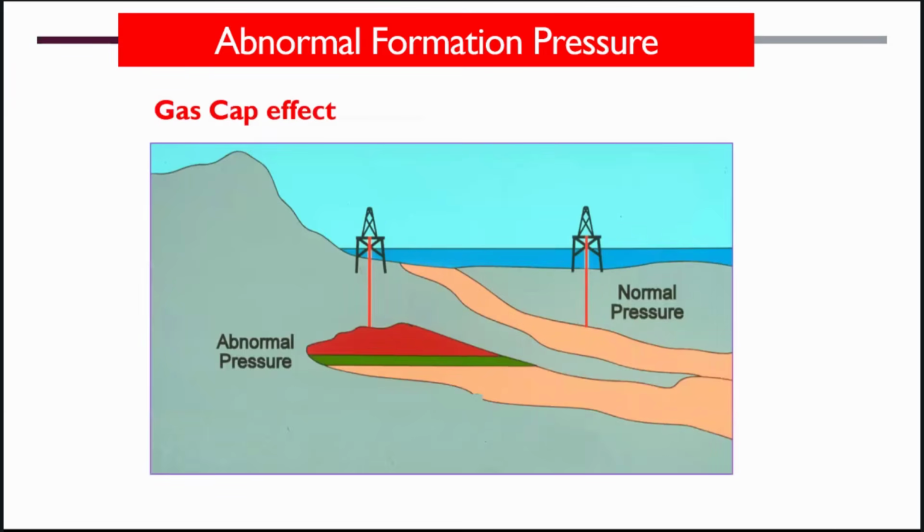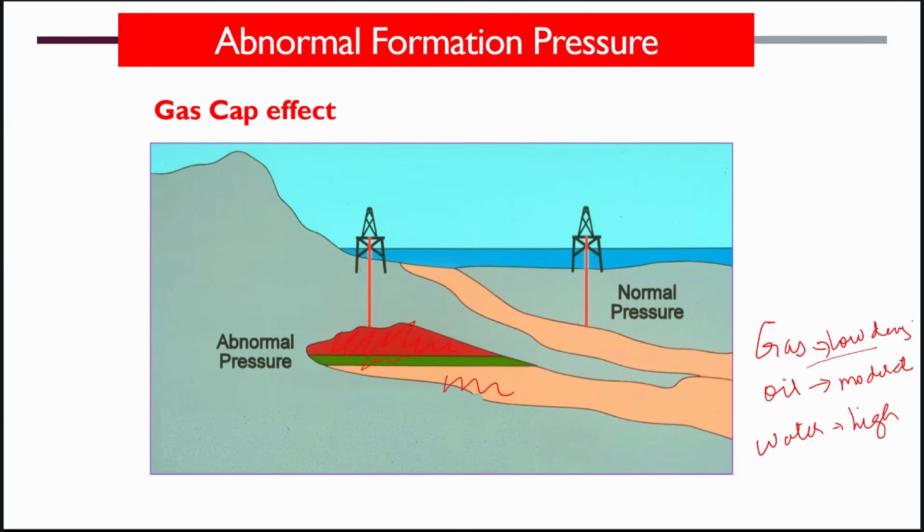Next, we have the gas cap effect. Similarly, if you have gas and liquid in a reservoir, gas has low density, oil has moderate density, and water has high density, if we compare all three. So over time, the low density fluid will try to go up. This red is gas, all the gas will go up, after that oil will be there, and after that water as per the density. So this is called the gas cap effect.